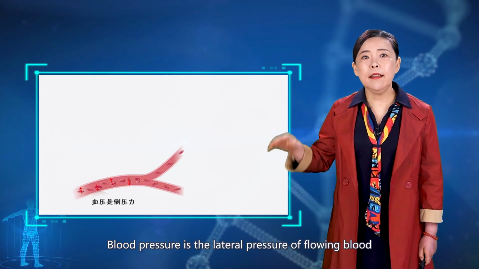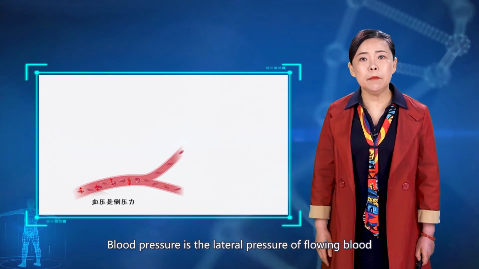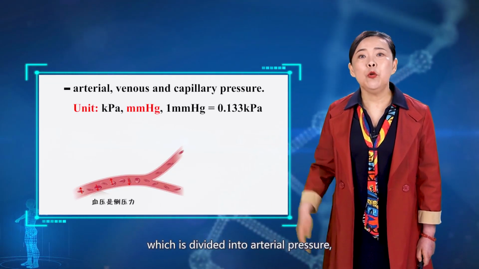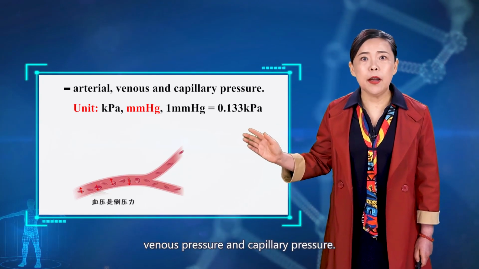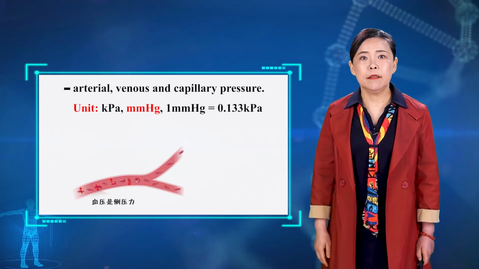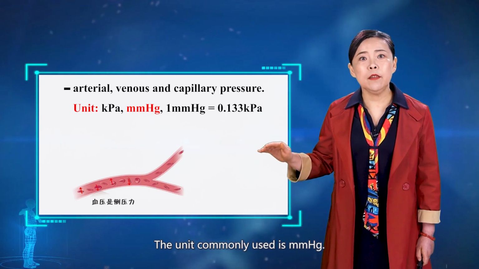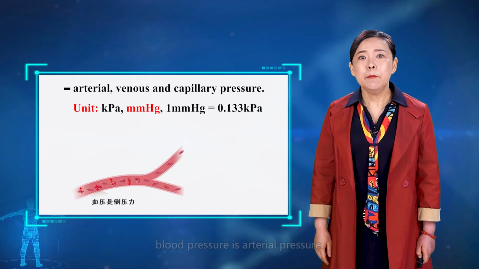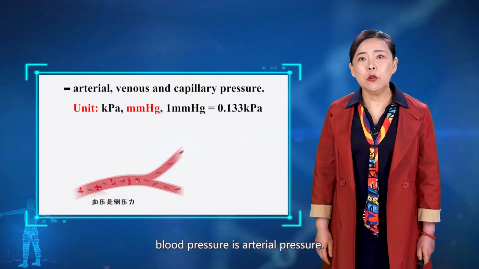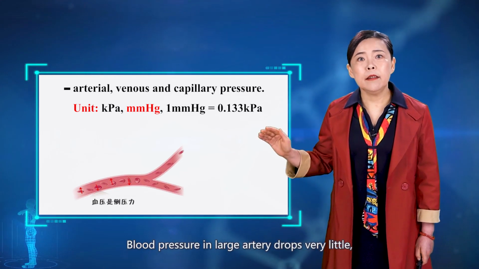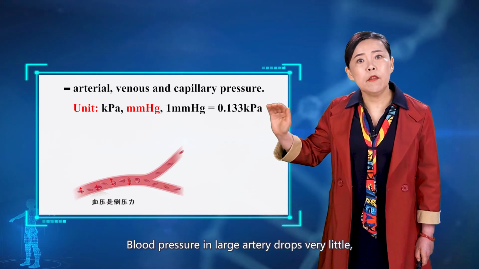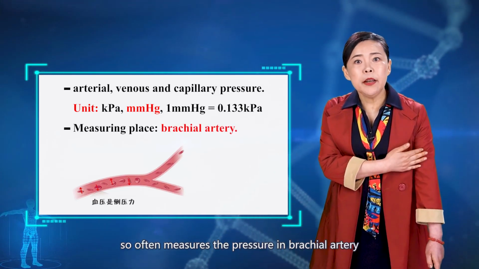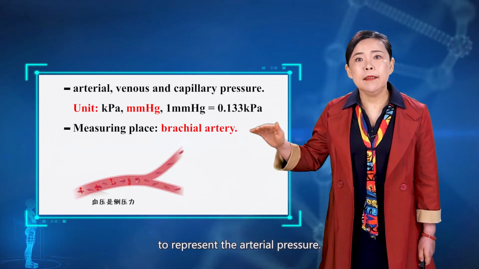Blood pressure is the lateral pressure of flowing blood on the wall of vessels, which is divided into arterial pressure, venous pressure, and capillary pressure. The unit commonly used is millimeters of mercury. Generally speaking, blood pressure refers to arterial pressure. Blood pressure in the large artery drops very little, so we often measure the pressure in the brachial artery to represent the arterial pressure.